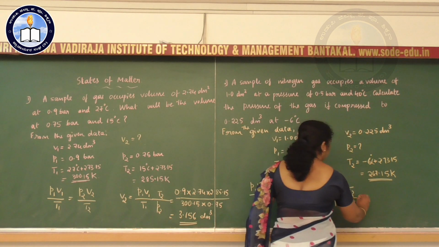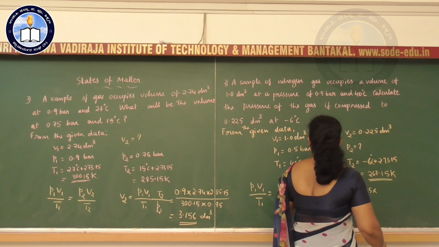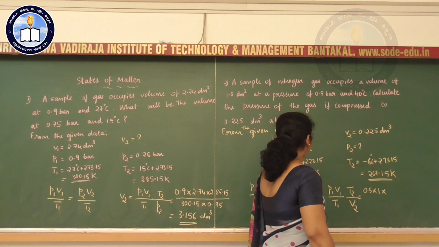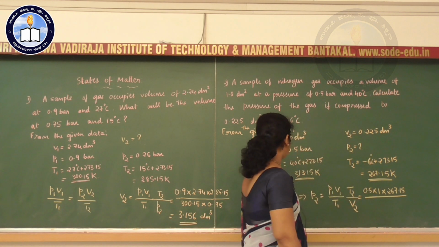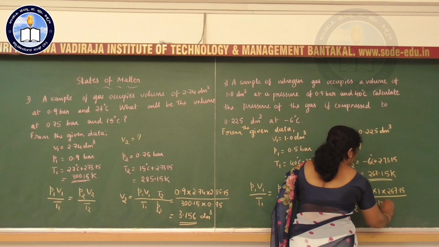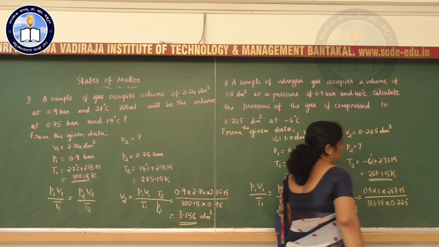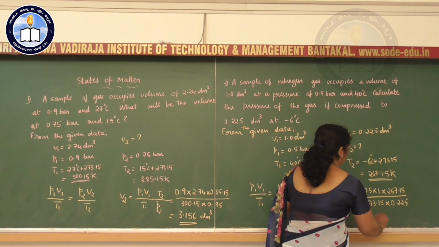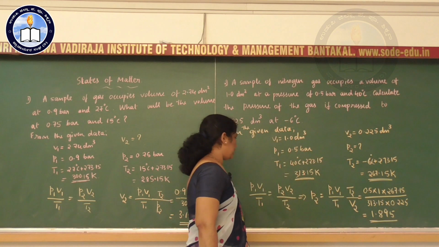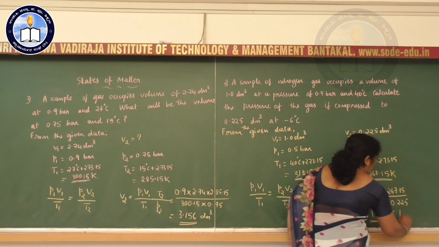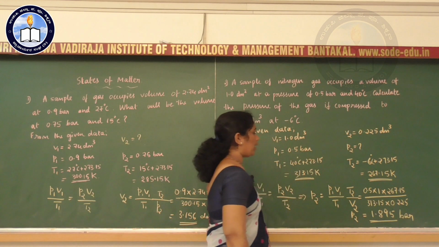On substituting, we get P1 0.5 bar, V1 1 dm cube, T2 267.15 divided by T1 313.15 Kelvin into V2 0.225. On simplification, we get 1.895. Unit of P2: P1 is bar, so P2 also bar. This is the unit of P. Value of P2 is 1.895 bar.